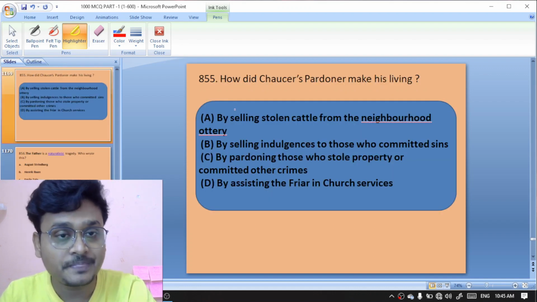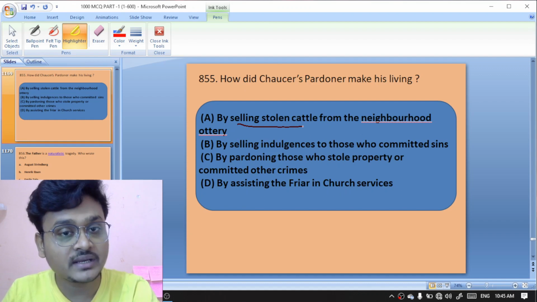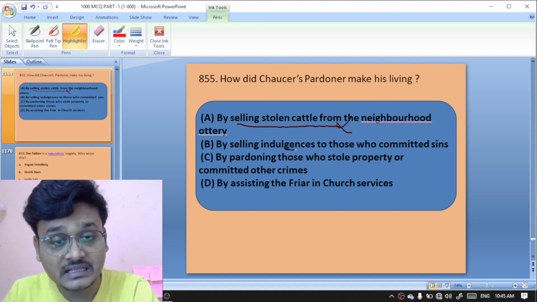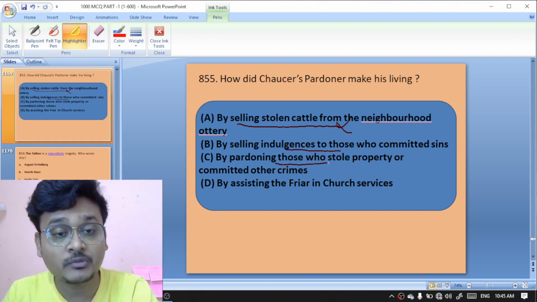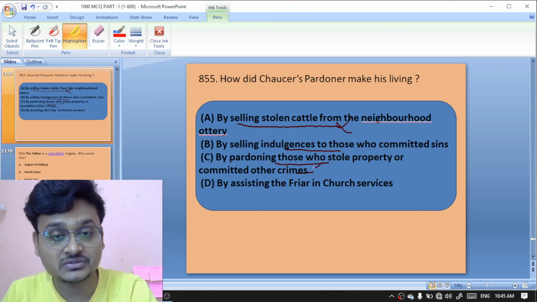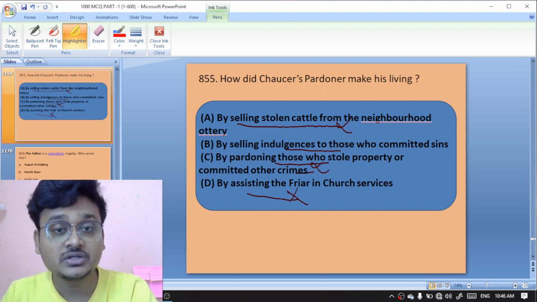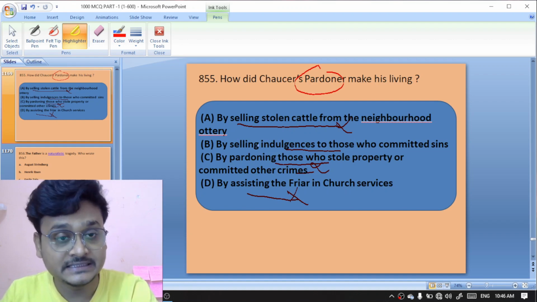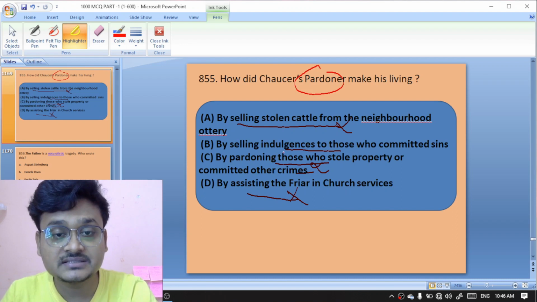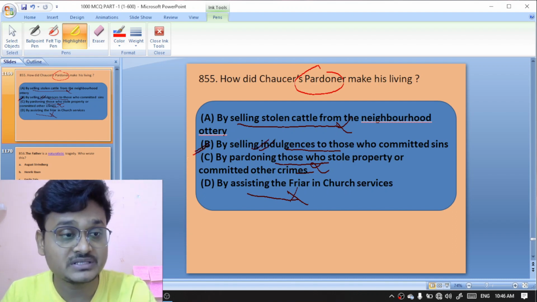Moving to the next question. How did Chaucer's pardoner make his living? By selling stolen cattle from the neighborhood? No. By selling indulgences to those who committed sins, or by pardoning those who stole property or committed other crimes? By assisting the friar in church services? No. So here Chaucer's pardoner was making his living by selling indulgences to those who committed sins. So B is the right option here.